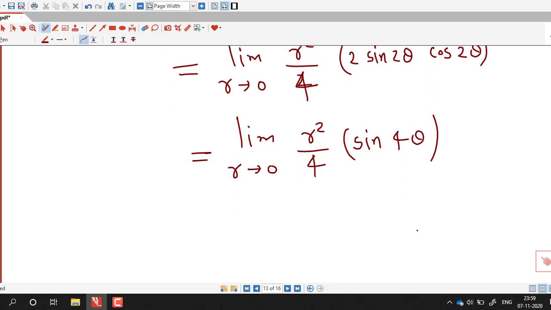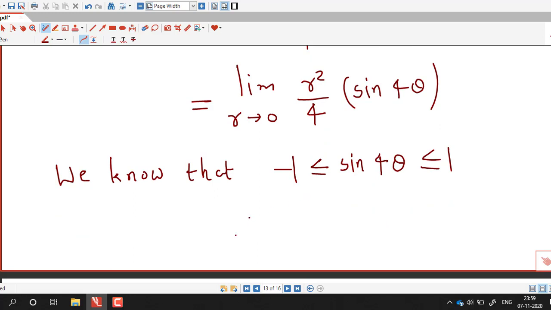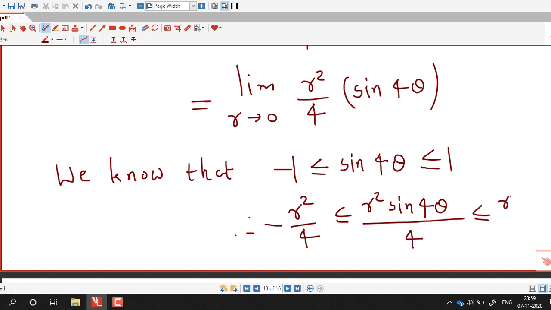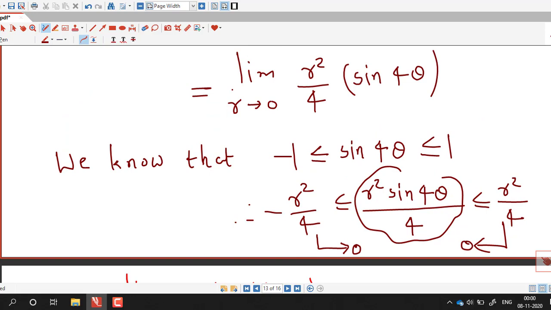Now we know that sine 4 theta is bounded function, so that is also creating no problem. We know that minus 1 less than or equal to sine 4 theta less than or equal to 1, so therefore we multiply this whole inequality by r square by 4: minus r square by 4 less than or equal to r square sine 4 theta by 4 less than or equal to r square by 4. And we know that this r square by 4 tends to 0 as r tends to 0, this is also tending to 0 as r tends to 0. So therefore, by sandwich theorem, this whole limit is 0. So limit of r square sine 4 theta over 4 is 0.